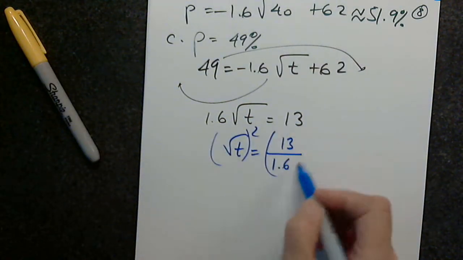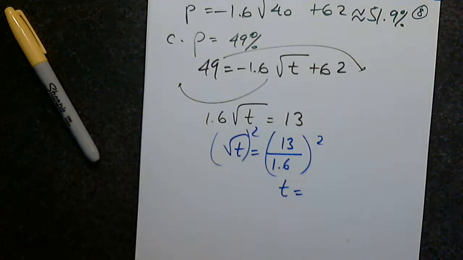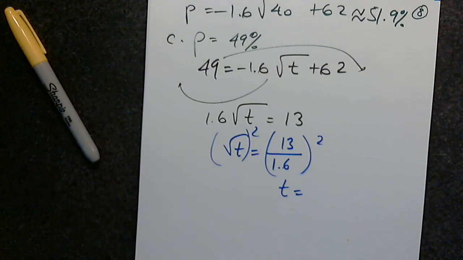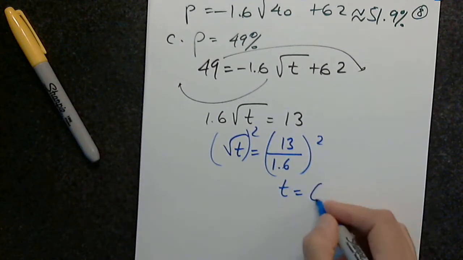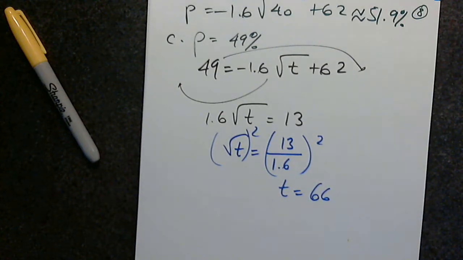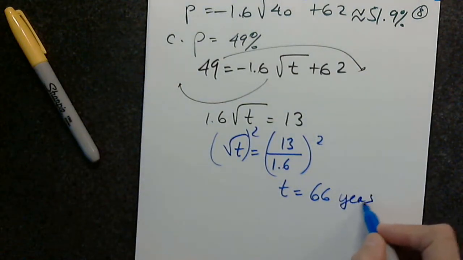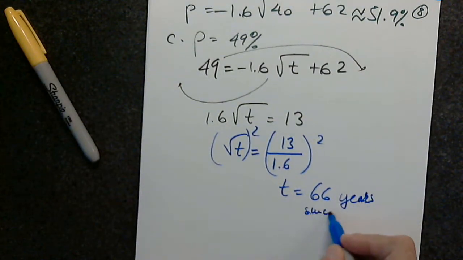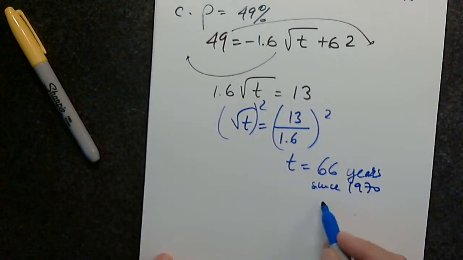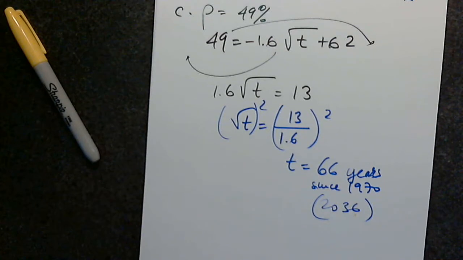Of course, then t equals that number. So I'm going to plug it in. I have 13 in parentheses, 13 divided by 1.6, close the parenthesis and square the answer. Okay, so 66. What does it represent? 66 years since 1970, and that will be 2036? Great job.